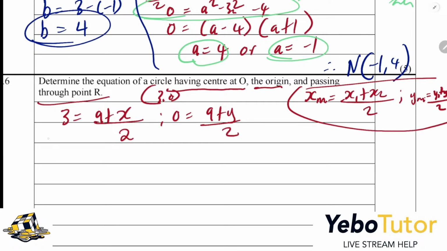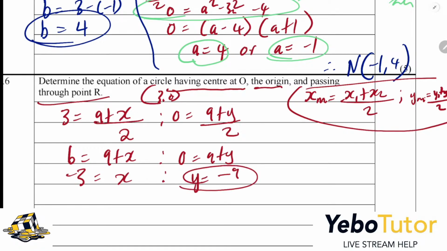Then, when we cross multiply, this will be 6 equal to 9 plus x, and 0 equal to 9 plus y. Then we can see that 6 minus 9 is negative 3, equal to x. We can also see that y is equal to negative 9. So we can see that our coordinates are here.